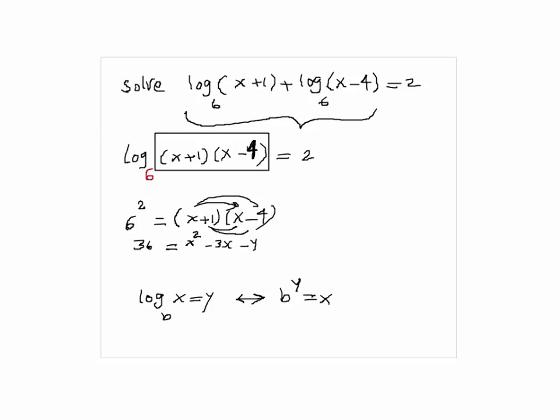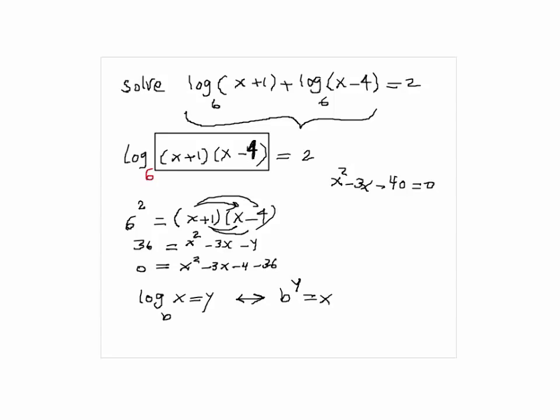So let's move everything to one side of the equation. We get x squared minus 3x minus 4. If I subtract 36 from both sides of the equation, that will be equal to 0. So here we have it, x squared minus 3x minus what? 40, right? Equal to 0.